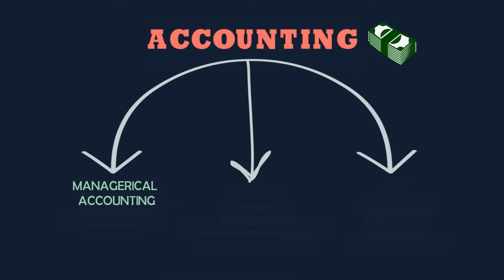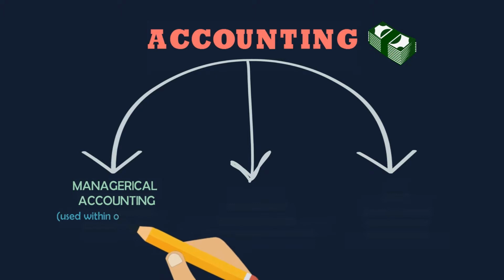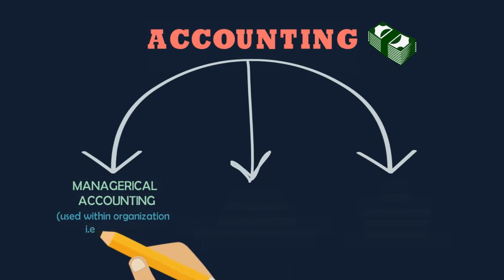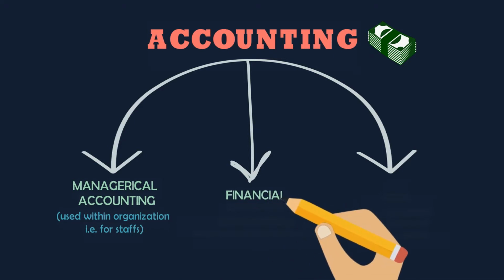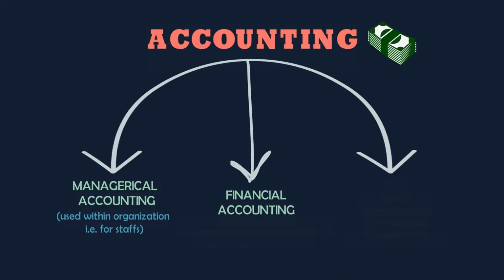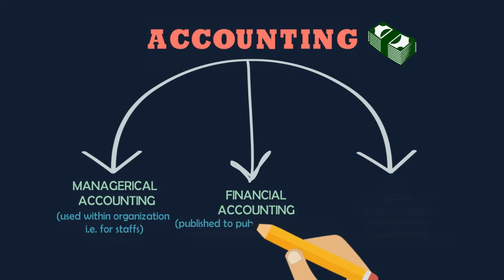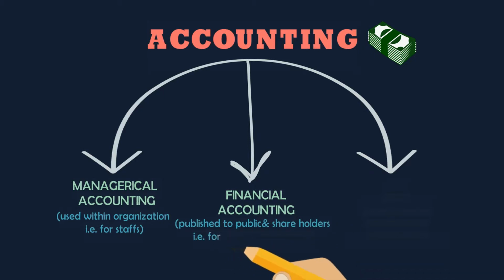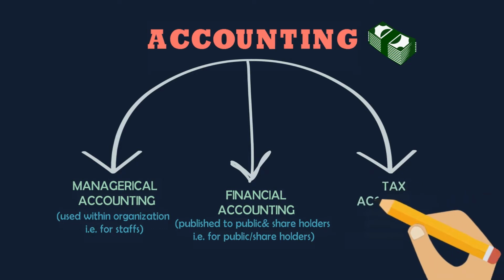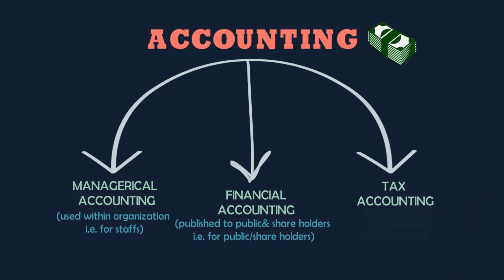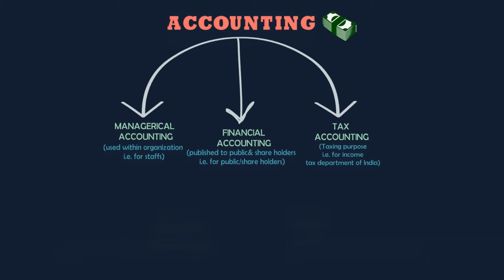One is managerial accounting, which is used within the organization for staffs and managers and MDs and even for the owner. And the next one is financial accounting. It is used for public and it is published to public and shareholders who have bought the shares of the organization. The last one is tax accounting. It is especially for the tax department and for income tax that has to be paid by the organization to the government. So these are the three different purposes of accounting.